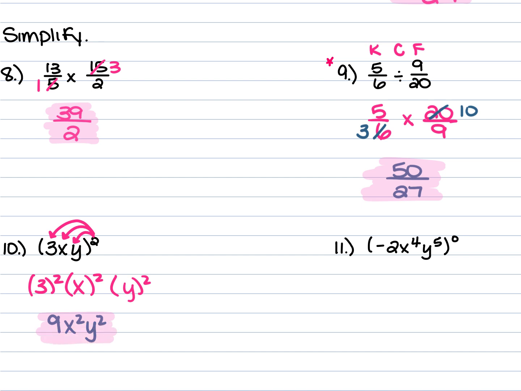That's your answer. Number 11 is probably the easiest one on this review. It's 0. Nope. Anything to the power of 0 is 1. 1. I love that one.